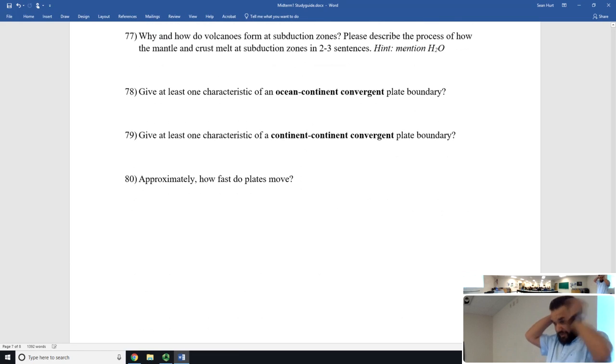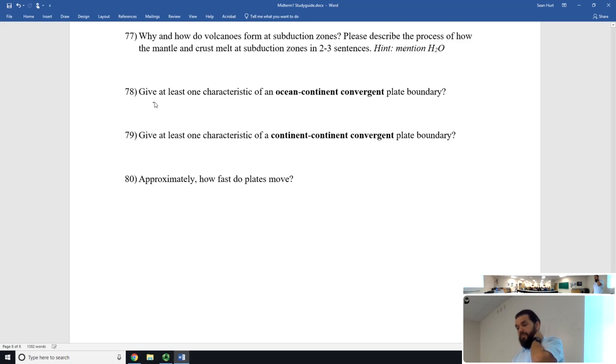Okay, we're almost done, and we're going to finish right on time. So, how do volcanoes form at subduction zones? The basic idea you want to memorize is that at a subduction zone, ocean crust is sinking into the mantle. That ocean crust is inundated with water, the water is released, and it lowers the melting temperature of the mantle, and that's what causes the mantle to melt.